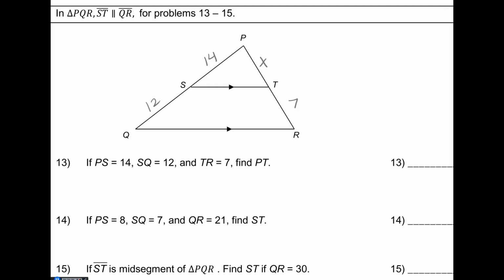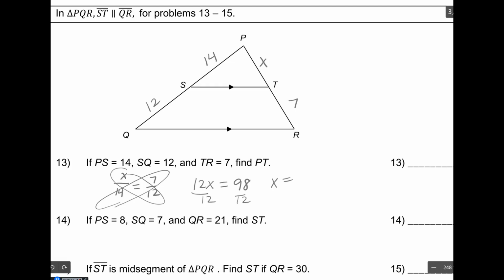X over 14 equals 7 over 12. So you have 12x is equal to 7 times 14, which is 98. Divide by 12 on both sides. X is equal to 98 over 12, but we can simplify this. They're both divisible by 2, so it's the same thing as 49 over 6. So x equals 49 over 6. Awesome.